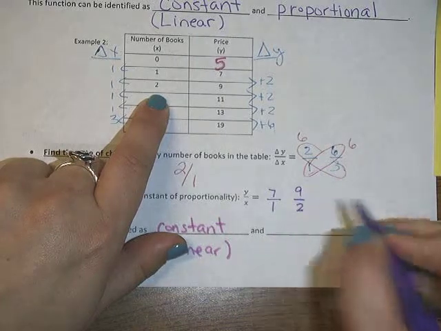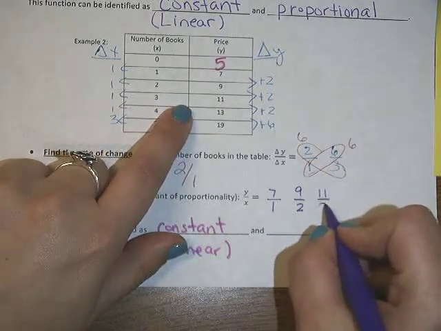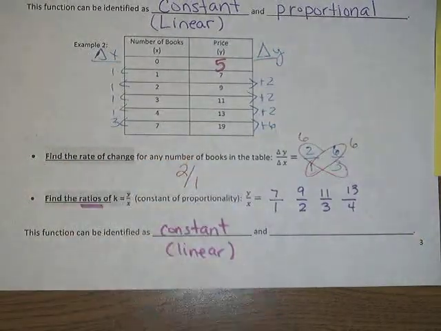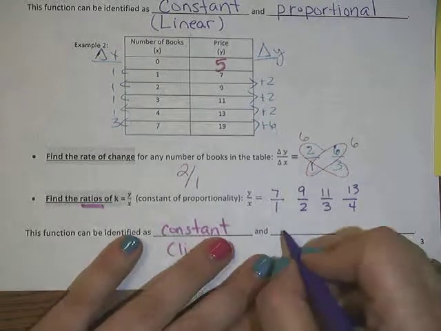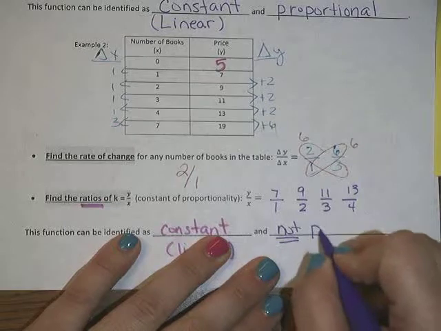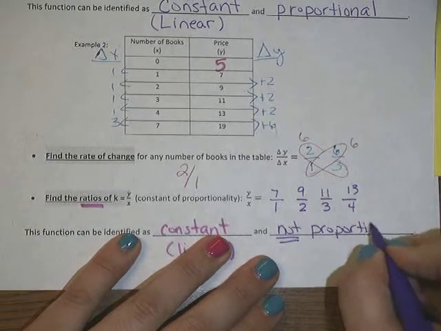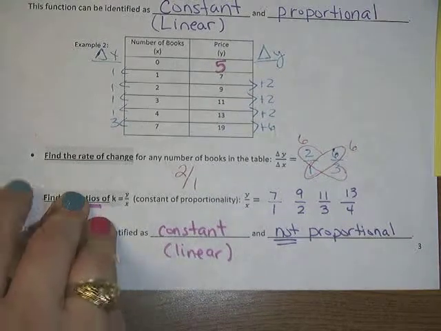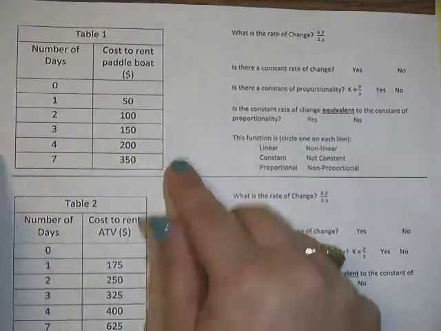My first ratio is going to be what? 7 over 1. The next one is what? 9 over 2. Uh-oh. What are you noticing? They don't simplify. They're not equivalent. It doesn't go through 0, 0. So this means it's what? Not or non-proportional. Does everyone understand why it's not proportional? It does not go through 0, 0. And then all of these ratios are not equivalent.